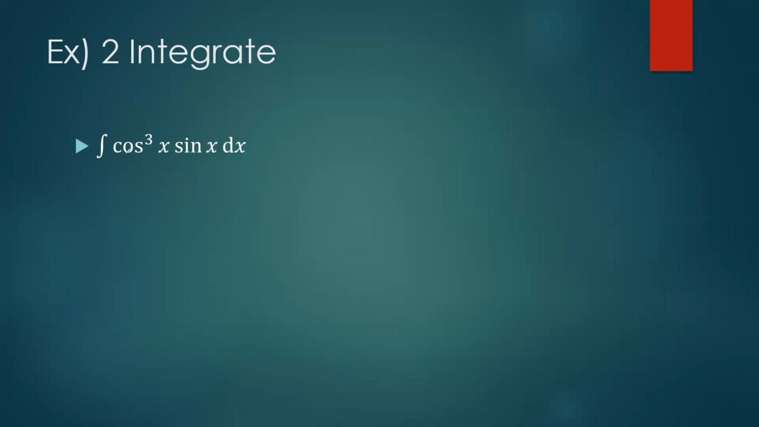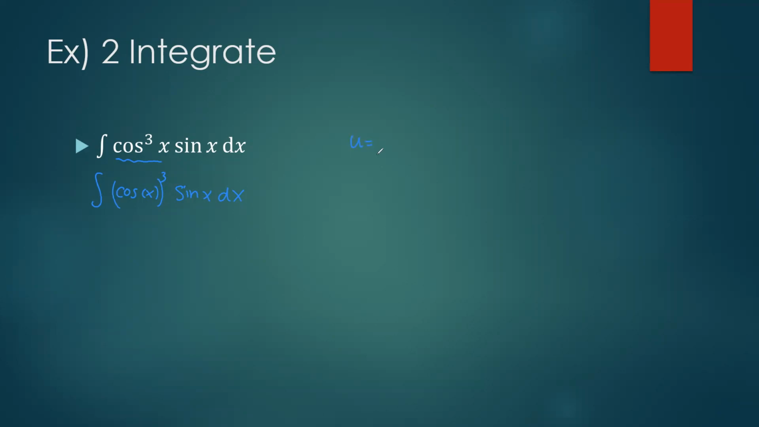Did you know you can rewrite this problem as this? Cosine cubed of x is equivalent to saying cosine of x raised to the third power times sine x dx. I don't know if that helps, but you can rewrite the problem as this. And then we're going to figure out what my u is. So what do you think my u is?